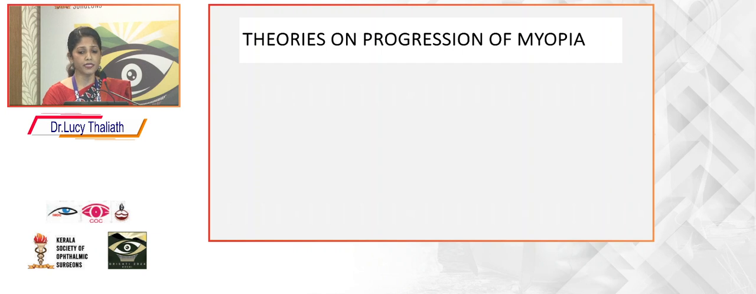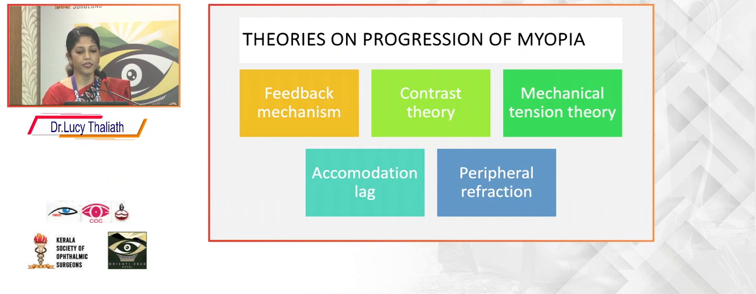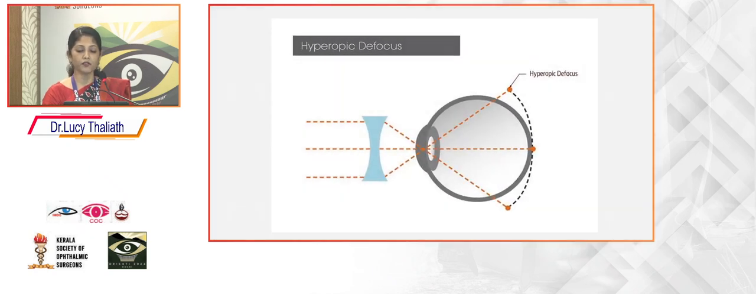There are various theories on myopia. I'll just tell about various theories. One is the feedback mechanism, one is the contrast theory, mechanical tension theory, accommodation lag theory, and the peripheral refraction theories. And the glasses are mainly based on the peripheral refraction theory. So how does it act? When we give single vision glasses, the light focuses on the retina mainly in the central area. And in the peripheral areas, it has a hyperopic defocus mainly, that is, the light will be focused behind the retina.